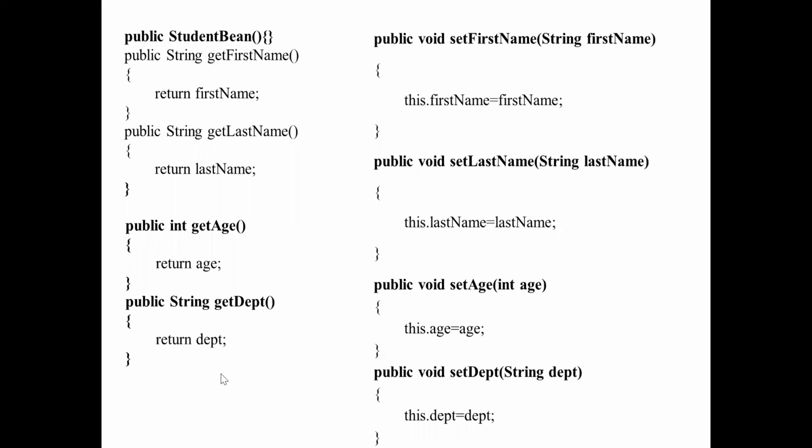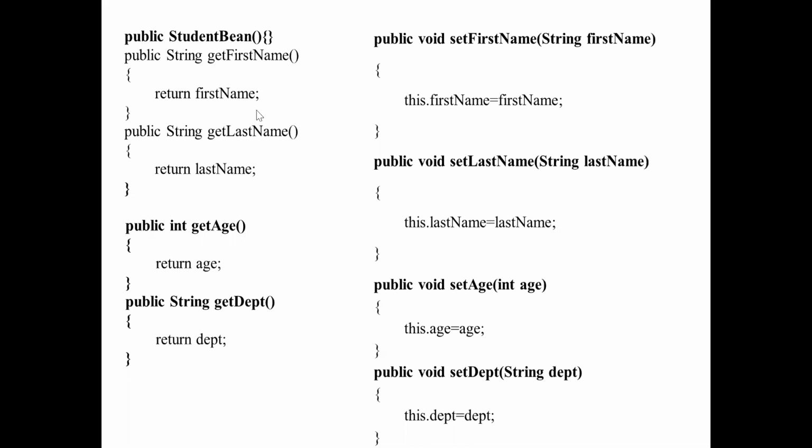Get the department, return. So same type. After getting the information of the four variables, we have to set those four variables to the particular variable by using this dot. So how will it be written? That is a public void setFirstName, same type, this.firstName. Same type last name, this.lastName, this.age, and this.department. So this is very simple.